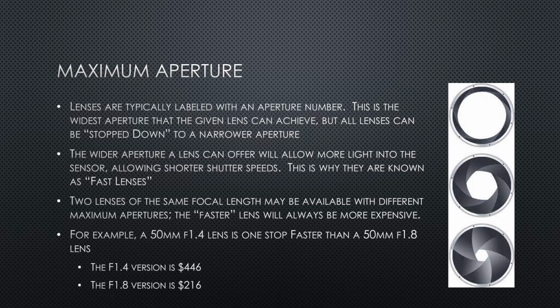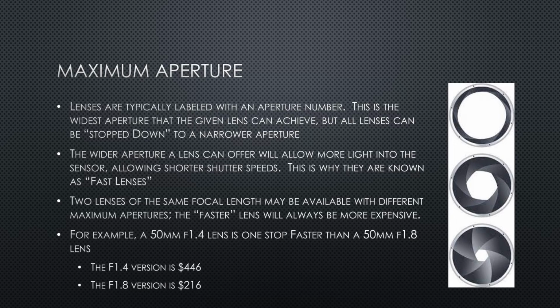The wider aperture that your lens has will allow more light to come into the camera, so you can actually create the same image, same exposure, with a shorter shutter speed, which is why those wide aperture lenses are typically known as fast lenses. So an f1.8 aperture lens will be considered faster than an f4 lens.